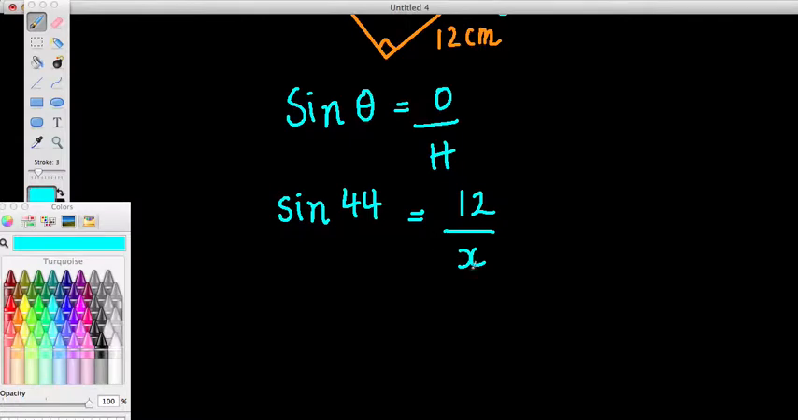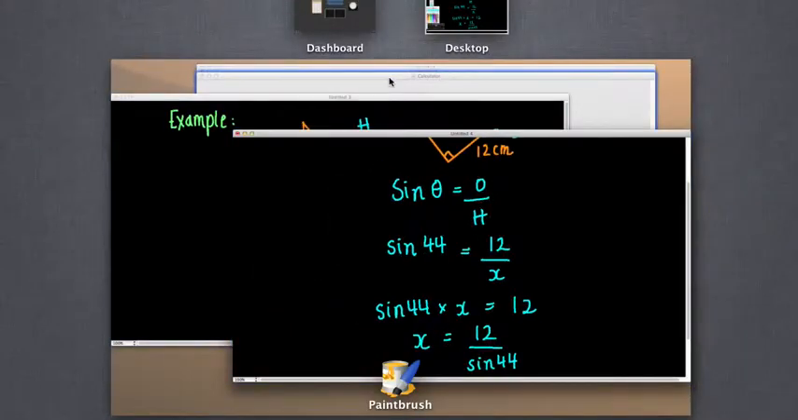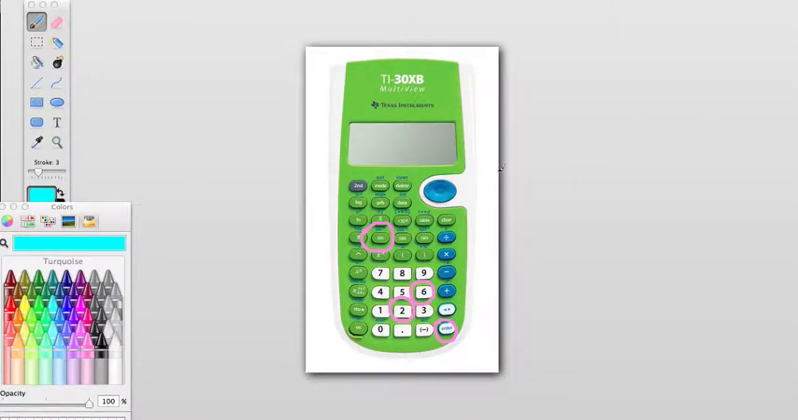First I'll multiply both sides by x. Is equal to 12. Obviously when you multiply this side by x, they cancel out, don't they? Finally, to get x, I can divide both sides by sine 44. This you can do in your calculator. Again, looking back at the calculator screen here, you would type in your 12 divided by sine 44 and press enter.